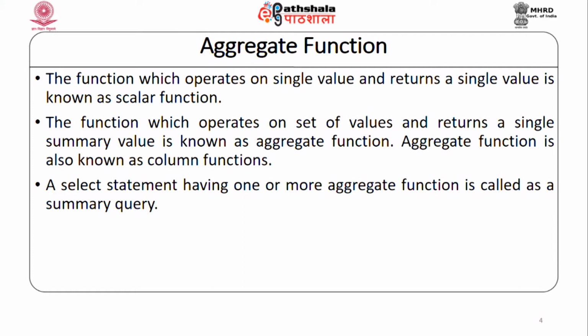Functions can be classified in two categories. One is known as a scalar function, another is known as an aggregate function. Scalar functions operate on a single value and return a single value, while aggregate functions operate on a set of values and return a single summary value. Aggregate functions are also known as column functions, and a SELECT statement which uses one or more aggregate functions is known as a summary query.